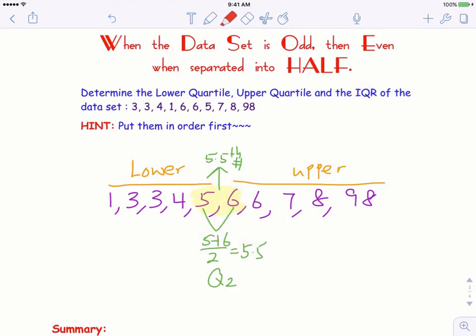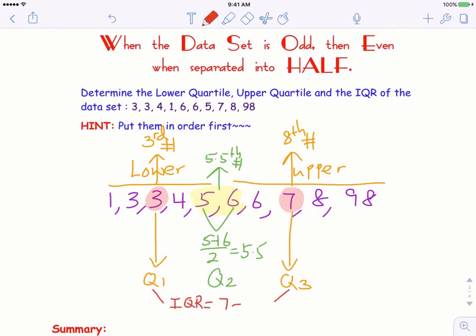Within the 5 numbers, 3 is a lower quartile, and it also happens to be the 3rd number on the list. 7 is the upper quartile, and it is the 8th number on the list. The IQR is 7 minus 3, which equals 4.